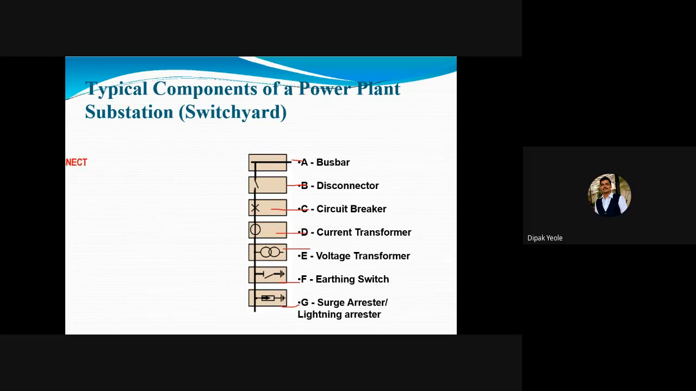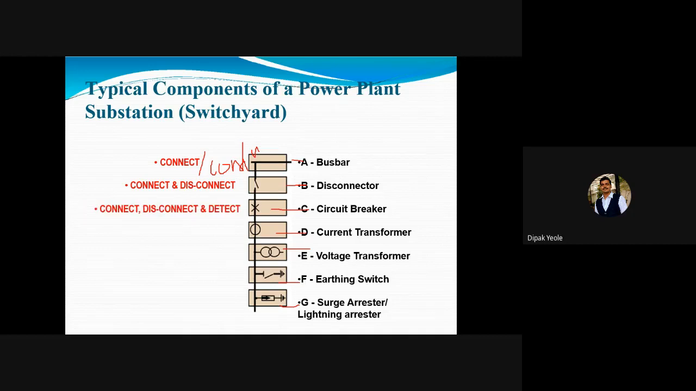Now, what is the function of these particular components? Bus bar is used for making the connection or for conduction of current. So for this purpose, we are using the bus bar. Why do we need the disconnector? Obviously, we have to make the connection and we have to make the disconnection. That is why we need the disconnector.